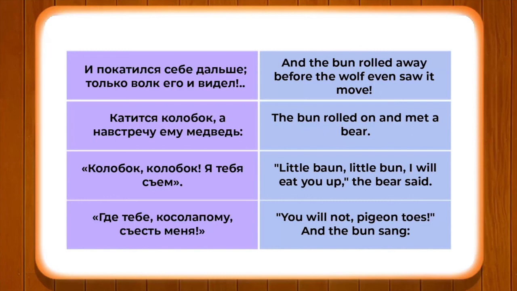And the further sentence comes, катится колобок, навстречу ему медведь. Катится колобок, that means again he rolled himself further and further, and he meets the bear. As you know, in folk stories there are a lot of bears, that is bhalu. So now the bear says, колобок, колобок, я тебя съем. So everybody wants to eat this bun, but he is somehow managing to escape from everybody, and he is getting that confidence. The bun says, где тебе, косолапому, съесть меня. That means, where are your pigeon toes, and how can you eat me? You don't have any power to eat me. So that's why he is showing overconfidence. And now he begins his song, that famous song.